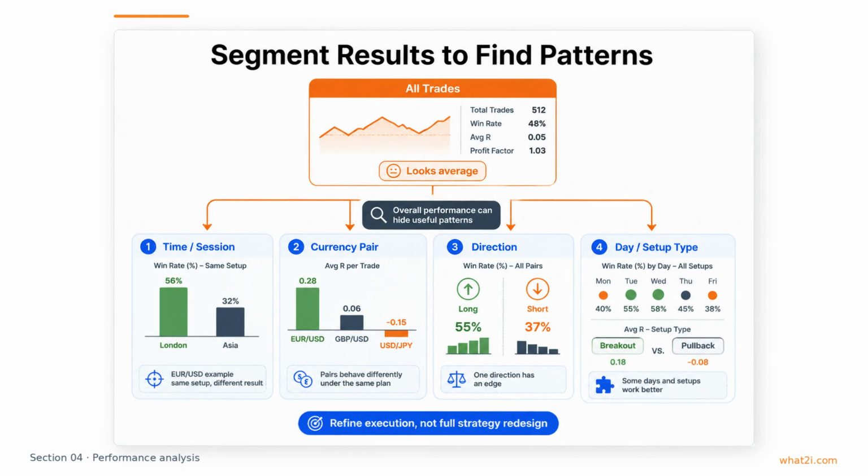Overall results often hide the insights that matter most, so it helps to segment your data into smaller groups. You might compare performance by session, by currency pair, by long versus short trades, or by day of the week. A strategy that looks average in total may turn out to be strong in London and weak in Asia. Or one pair may consistently perform better than another even when the same setup is used.